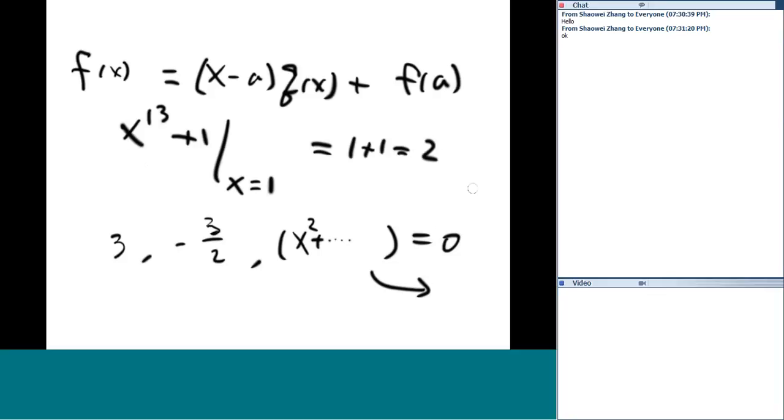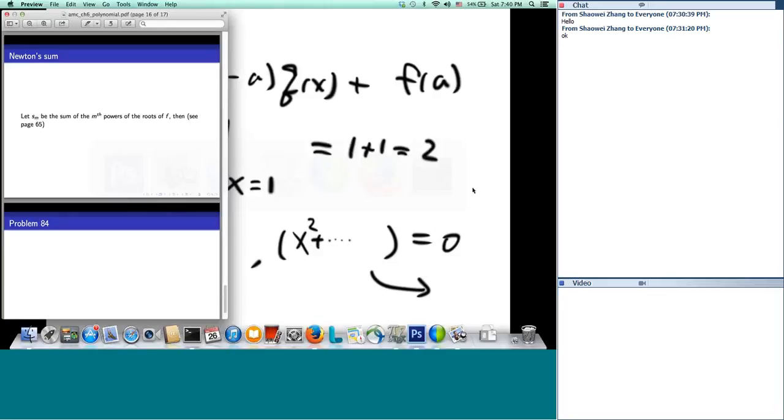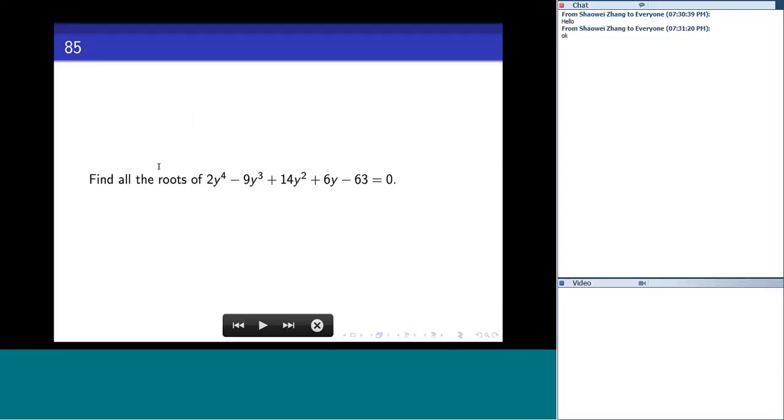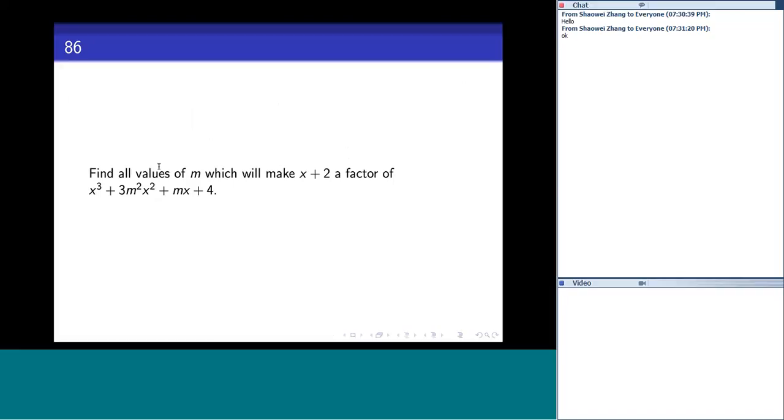Okay, so the next one is, where did you get that one in? I lost the slide. There we go. Find the values of m such that it has a factor of... that should be straightforward.